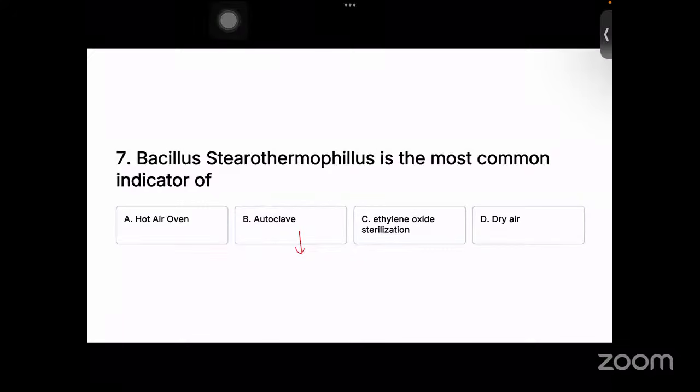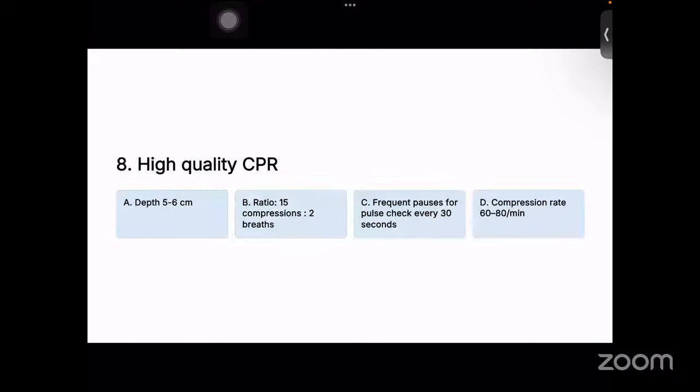because in the normal thermophilic range of 55-60 degrees, it can survive. So we need to have proper autoclave cycles for Bacillus stearothermophilus. Subtilis is an indicator for hot air oven, and atrophaeus is an indicator for ethylene oxide sterilization, the other organisms. So pretty straight questions. Next we move on to high quality CPR.